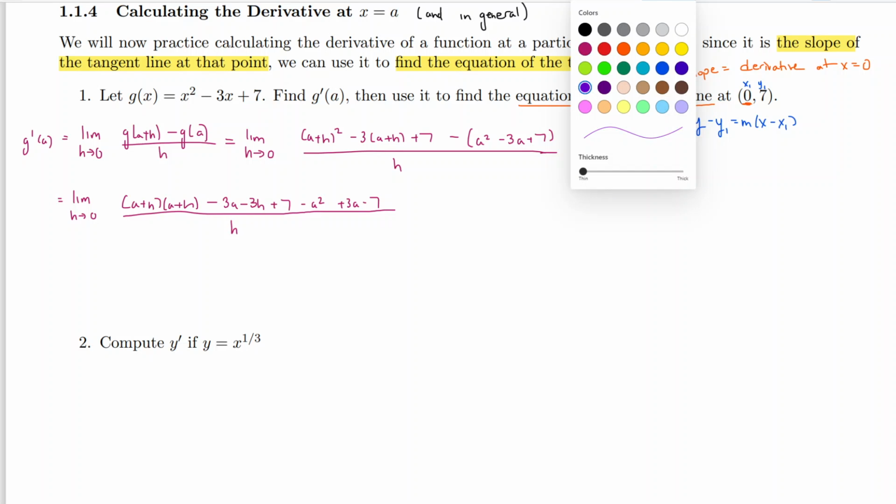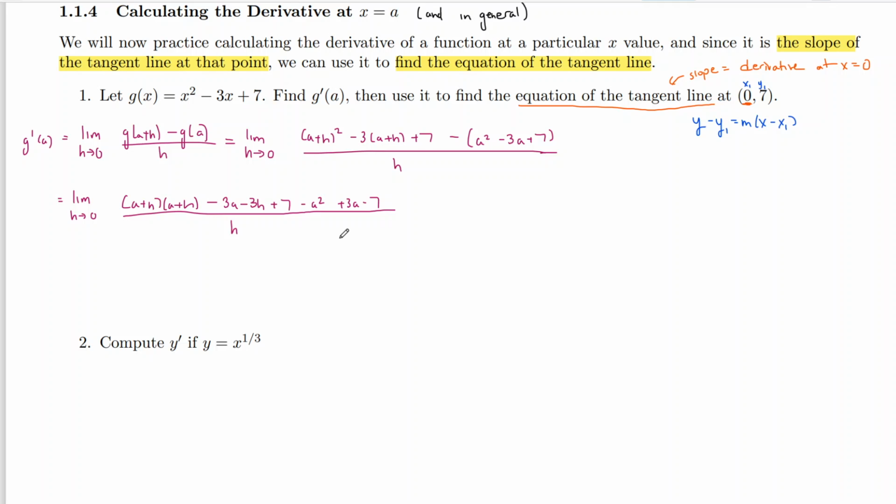Now, one thing you can really do to help yourself is simplify as you go. Don't try to wait till the end. And usually when you do limit definitions of derivatives, they do simplify as you go. All right, so what I want to point out here is the 7 will cancel out with the minus 7. But also the minus 3a here cancels out with the 3a there. So we do have quite a bit of simplification already.